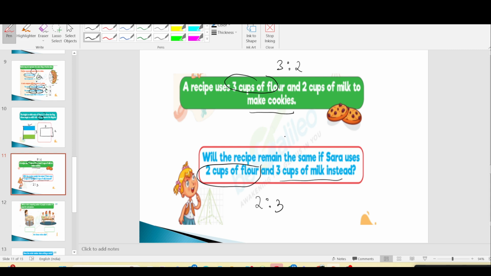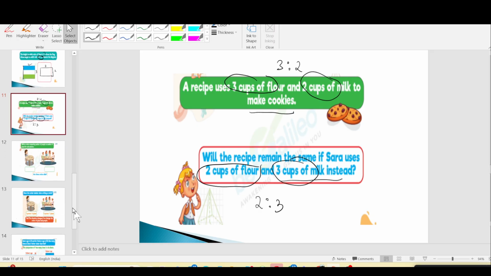I don't think so. Yes, it will not remain same. Instead of 2 cups of milk, if we put 3 cups of milk, obviously there would be a change, right? And plus that's too much. Yeah, so that means in ratio order matters.